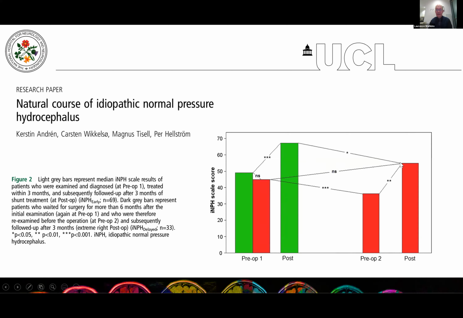And although they did still improve with the shunt, so it was still worthwhile doing, they never got quite as good as the ones who were operated on straight away. And I fear that we may see this all over Europe due to the delays that have been introduced by the COVID pandemic, which has delayed a lot of neurosurgical operations. And so we may have people who will have come to some harm by the delays involved.